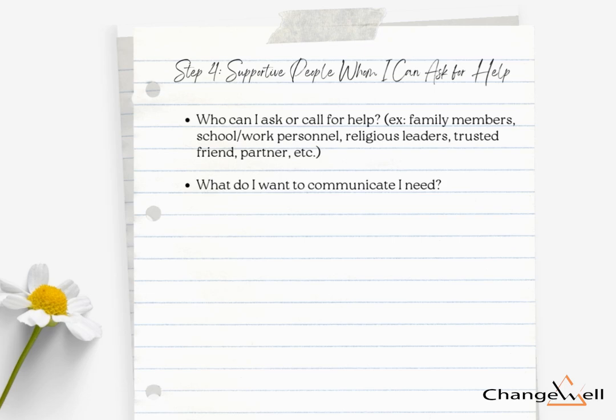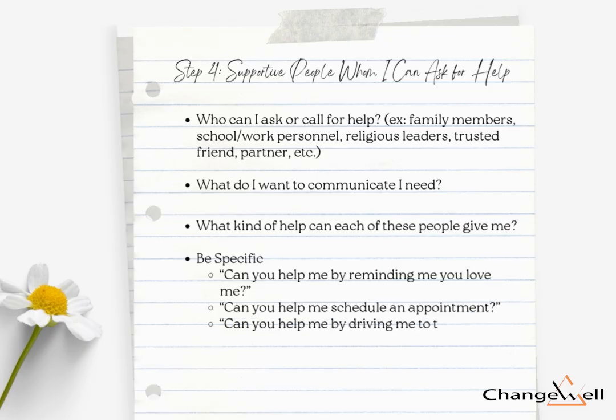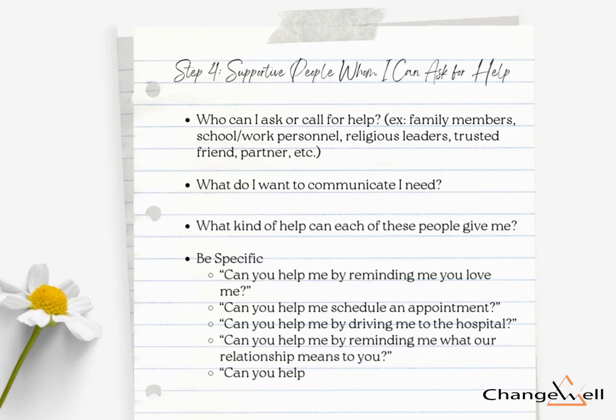Again, we'll put their name and their phone number and what we would ask for help for them if we were to call them from our safety plan. Again, super specific here. Can you help me by telling me a joke? Can you help me by reminding me you love me? Can you help me schedule an appointment? Can you help me by driving me to the hospital? Can you help me by reminding me what our relationship means to you? Can you help me stay safe by holding on to my keys or locking up my medication?